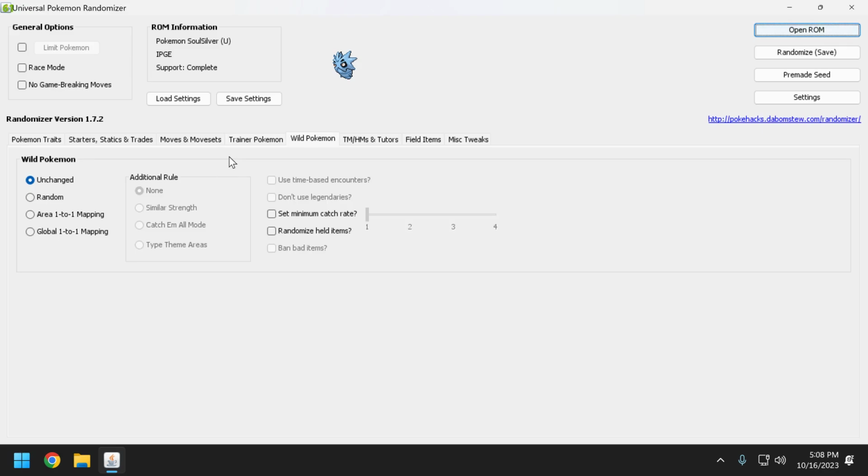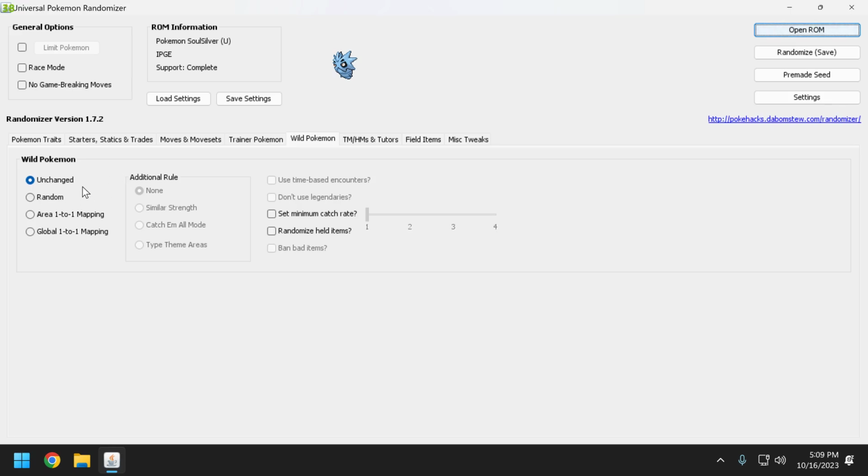Okay, probably the biggest thing here, the most important thing you need to know for randomizing is wild Pokemon. Most people come here because they want to randomize the wild Pokemon. Okay, so there are 3 different types of randomization for the wild Pokemon, and then there are 3 subsections of randomization. And this is going to heavily change how your game ends up playing when it comes to wild Pokemon.